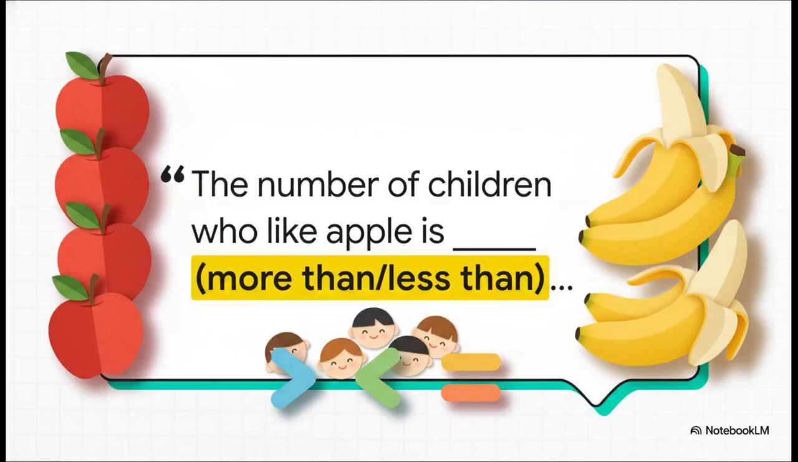And then, boom, the book hits them with this brilliant exercise. It says, the number of children who like apple is blank, more than, less than, or equal to the number of children who like banana.